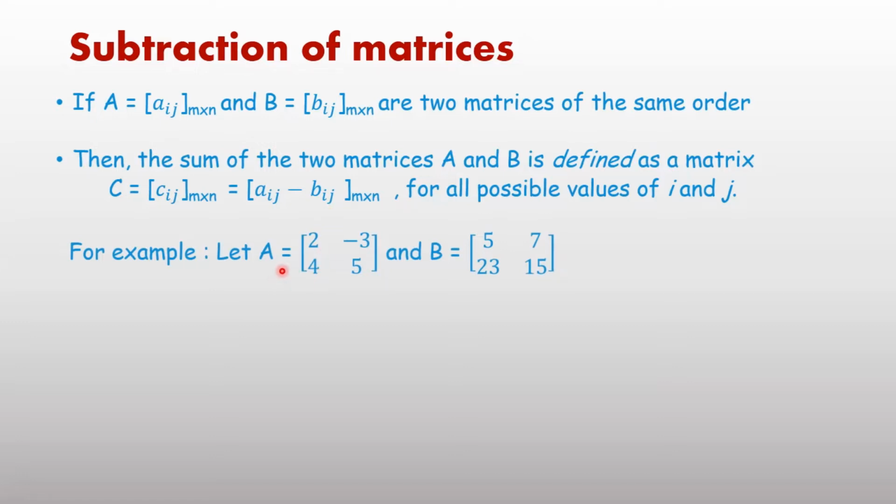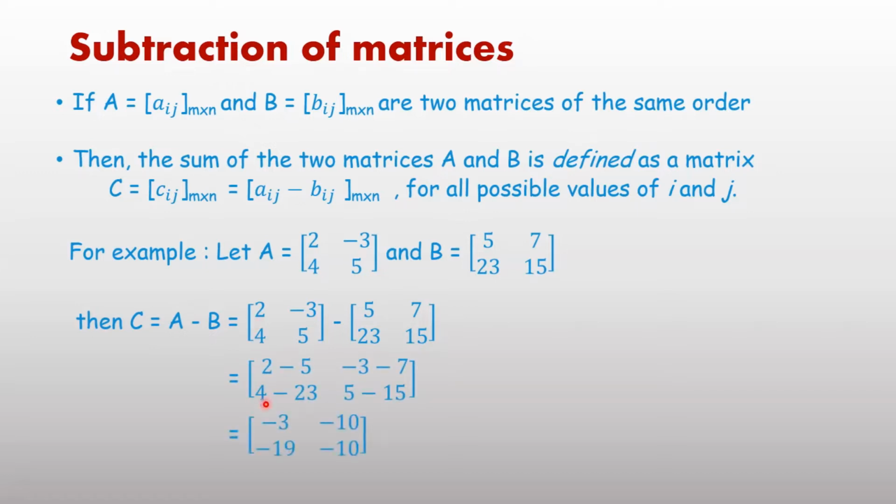For example, same example, A equal to 2, minus 3, 4, 5, B equal to 5, 7, 23, 15. Then C as A minus B equal to, subtract corresponding element, 2 minus 5 equal to minus 3. Second, minus 3 minus 7 means minus 10. Here 4 minus 23 is minus 19, and 5 minus 15 is minus 10. You are getting a third matrix of the same order, and result you are getting after subtraction of corresponding element of second matrix B from corresponding element of first matrix.